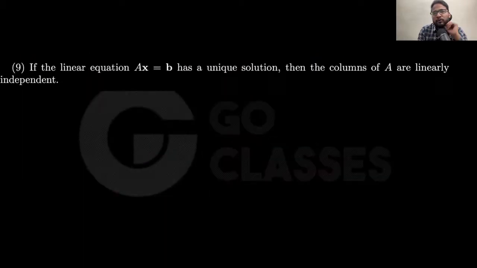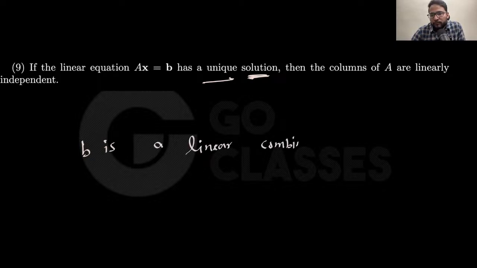Now, maybe I can go to this question now. If the linear equation Ax equal to B has a unique solution, okay, then columns of A are linearly independent. So they are saying the solution है और unique है. Unique है, solution है, it means B is a linear combination of columns of A. Right? अगर solution है तो then they are saying कि unique भी है.